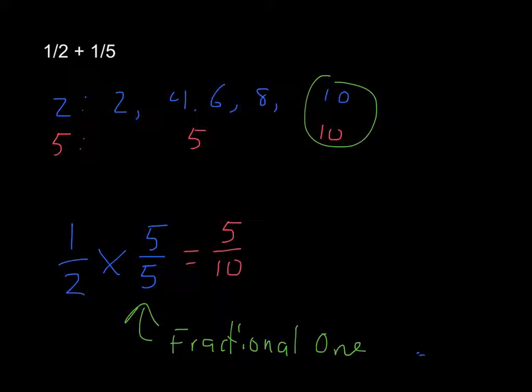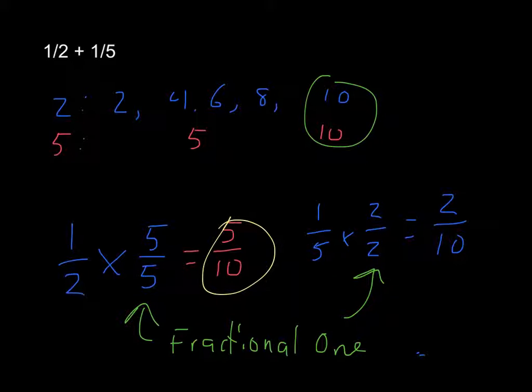Now what do I do with my 1/5? Here, I can do the same thing. I'm going to look at that other number. I'm going to multiply 5 by 2/2 to get to my 10. So 1 times 2 is 2. 5 times 2 is 10. So once again, I have a fractional 1 that helped me get to where I am. And then I can use my 5/10 plus 2/10 to get 7/10.